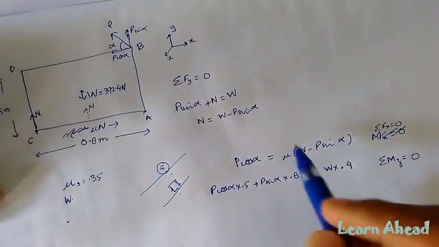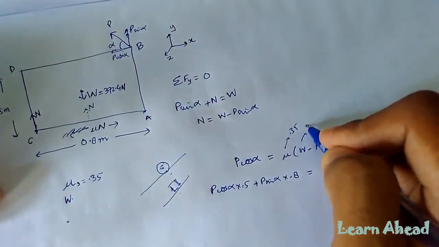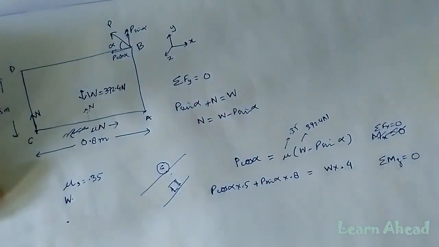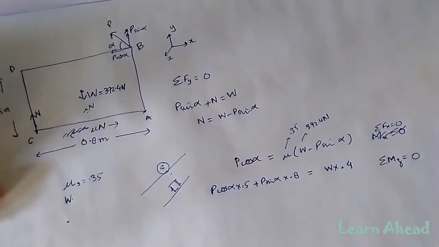Now if you see here, mu is known, 0.35, W is known, 392.4 Newtons, and what else? Just P and alpha. So you can easily solve this equation for P and alpha. Thank you.